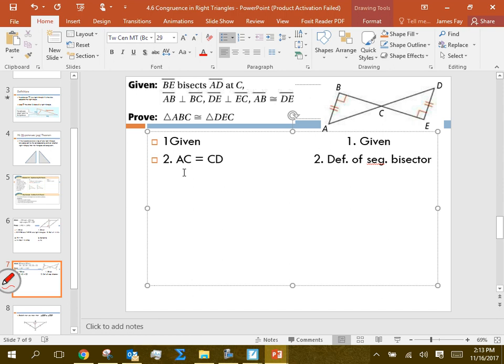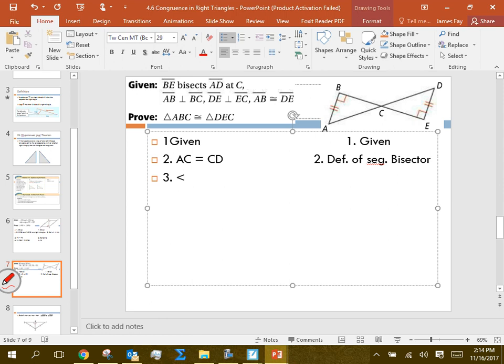What's the other vocabulary word there? If I read the given, what's the other vocabulary word? It's not written out. Perpendicular. So AB is perpendicular to BC. Don't even look at your picture. If you've got two lines intersecting, one of them is AB and the other one is BC, at what point do they have to be intersected?